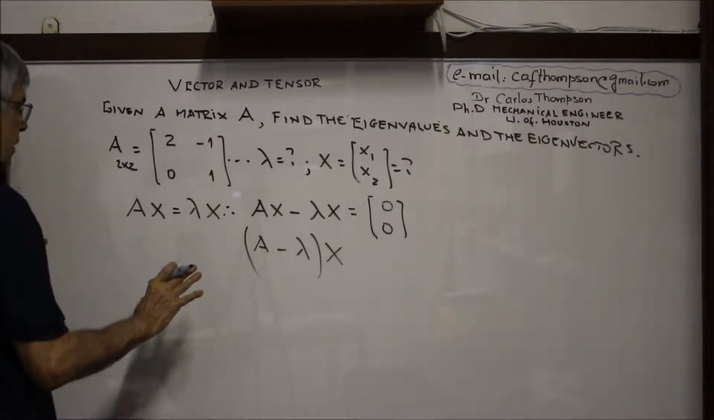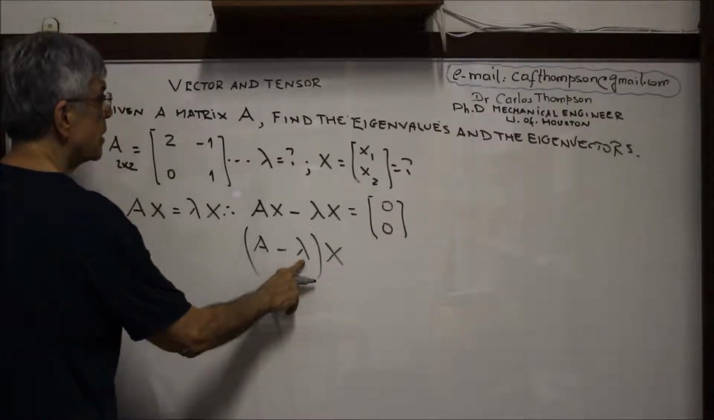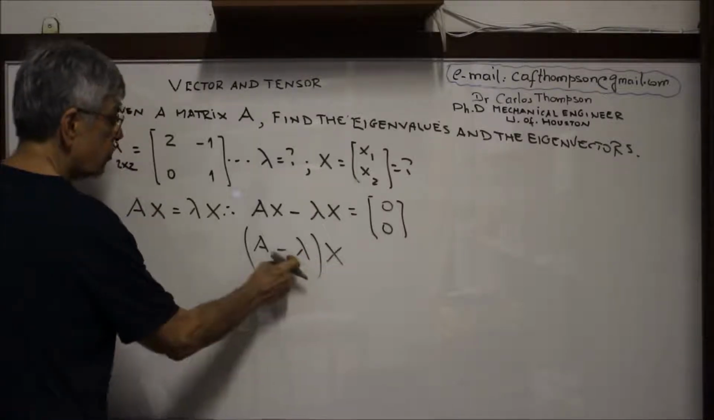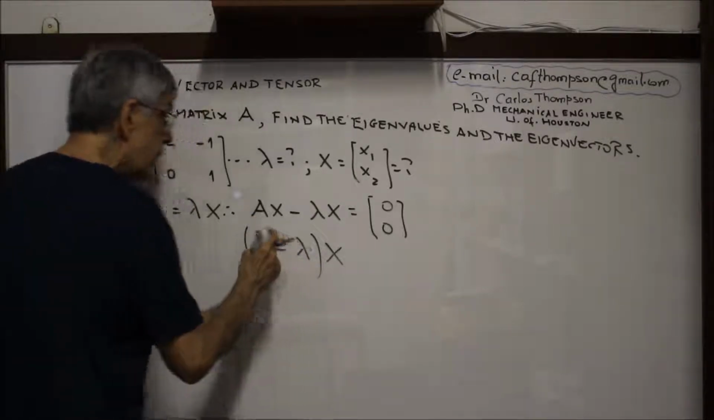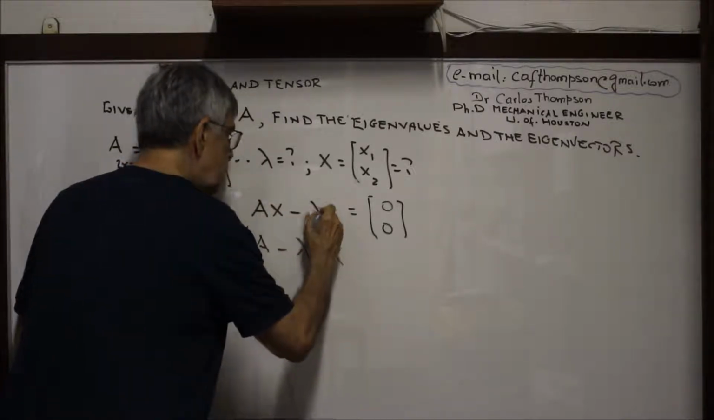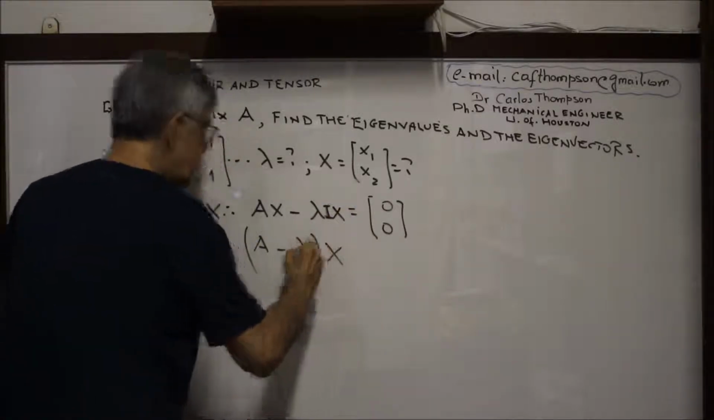You see? Look, A is a 2 by 2 matrix. Lambda is a scalar. So this has to match for subtracting. That's why I have to put I over here, Ix, and this will be okay.